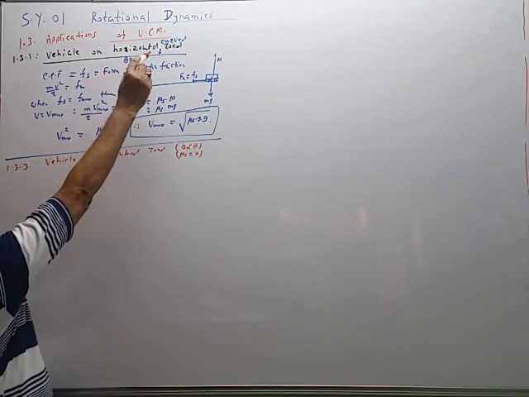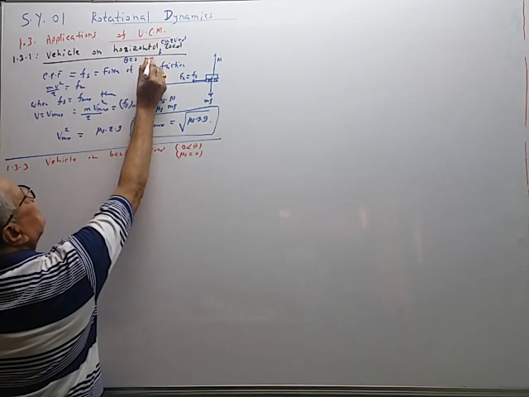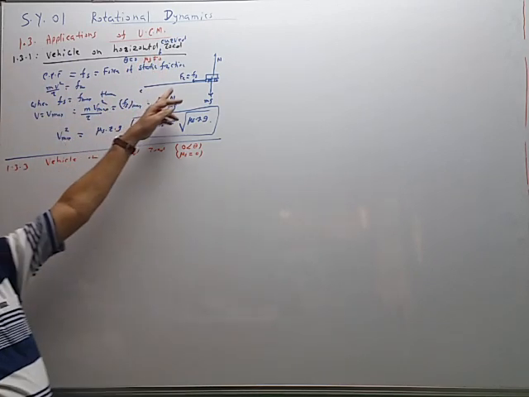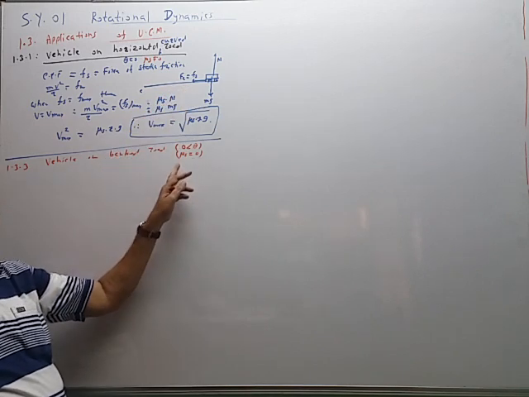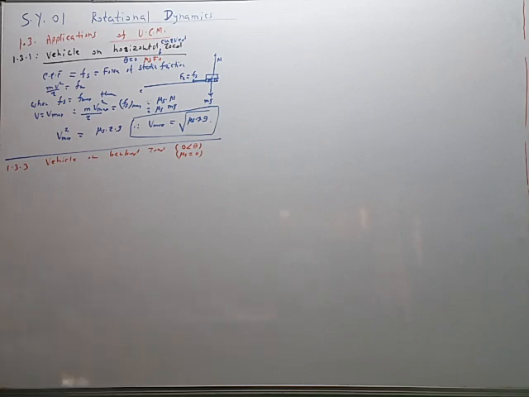Here theta is 0, mu s is not 0. Theta is equal to 0, mu s is not equal to 0. So friction provides the centripetal force. Here the N sin theta component provides the centripetal force. So we have derived this equation.